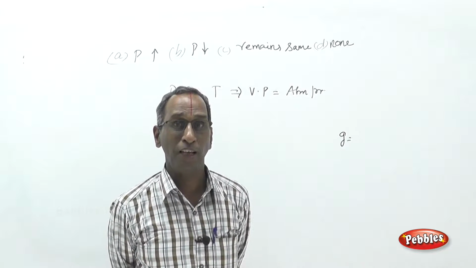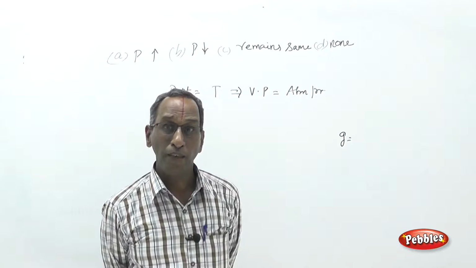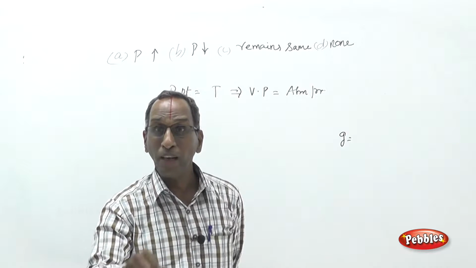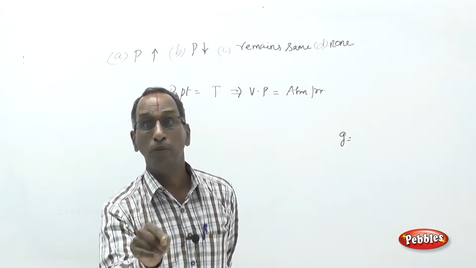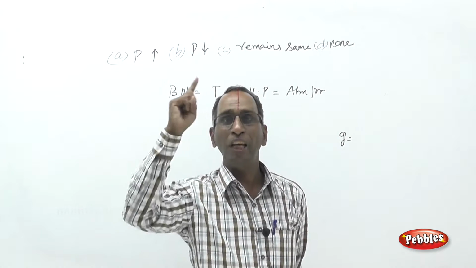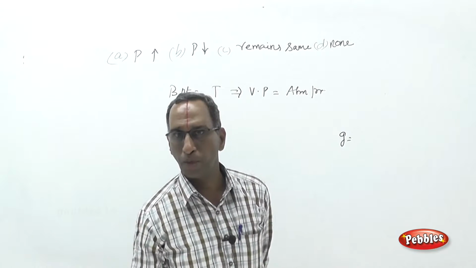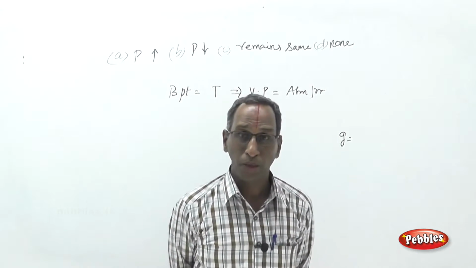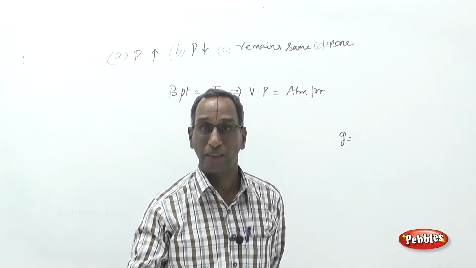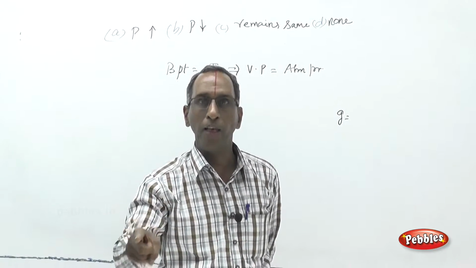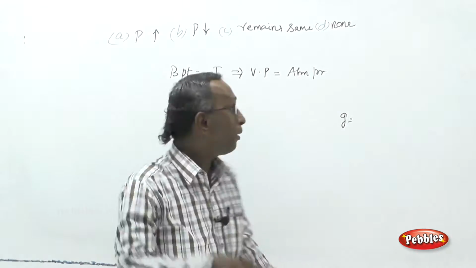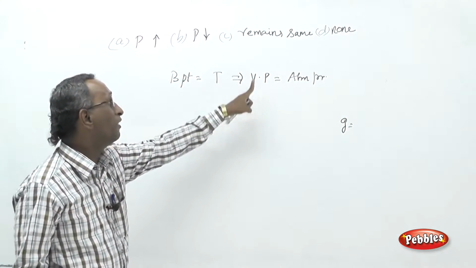The boiling point of water is 100 degrees, we say. What does it signify? At 60 degrees also water will boil, at 50 degrees also water will boil. But we say the boiling point of water is 100. The significance is that only at 100 degrees does the vapor pressure of water equal the atmospheric pressure. Atmospheric pressure is 760 millimeters of mercury or 76 centimeters of mercury. So 760 millimeters of mercury pressure is obtained only at 100 degrees for water molecules. That is why it is said to be the boiling point. So boiling point is the temperature at which the vapor pressure equals atmospheric pressure.